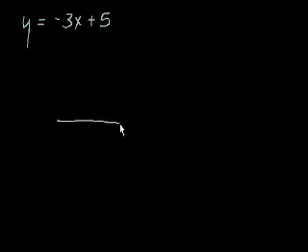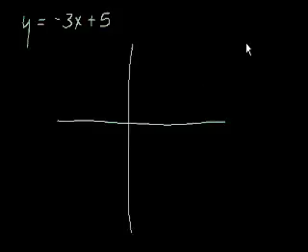So if I had the equation y is equal to negative 3x plus 5. Well, I'm going to draw it quick and dirty this time. So that's the x-axis, that's the y-axis. Let's put some values here.